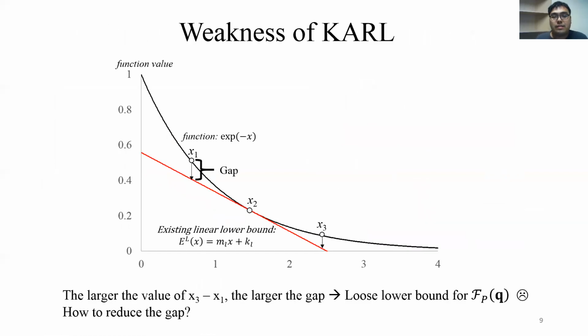Suppose that these x1, x2, x3 distribute far away from each other. Then you can see that this approximation may not be good. You can see there's a very large gap here. And this can provide us a very loose bound for this kernel density function. So the question is how to reduce the gap.